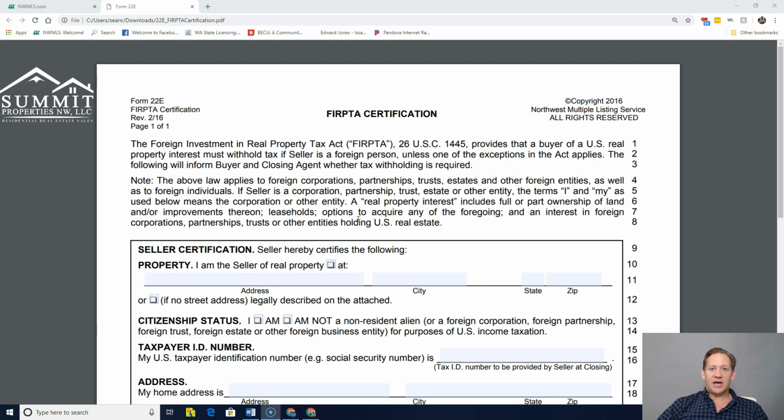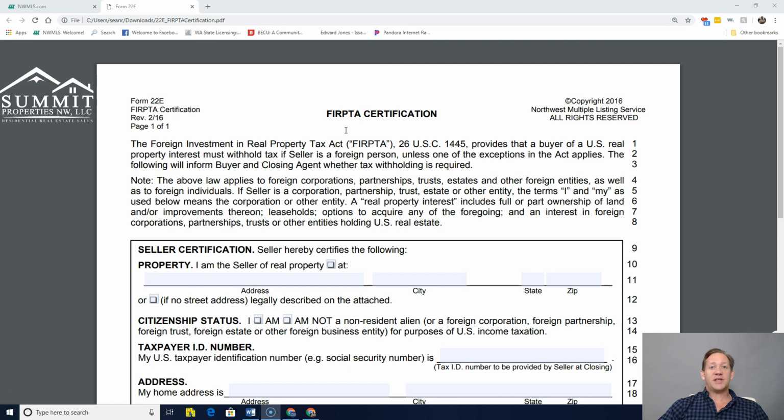And this is a quick overview video on the FIRPTA form, that is Form 22E within the Northwest Multiple Listing Service. This is kind of a complex legal form if you get right down to it. It's a short form on its own, but it has a lot of legal implications. I'm just going to gloss over how to put one together. If you have legal questions regarding this form, be sure to reach out to an attorney. All right, let's jump right into the form.